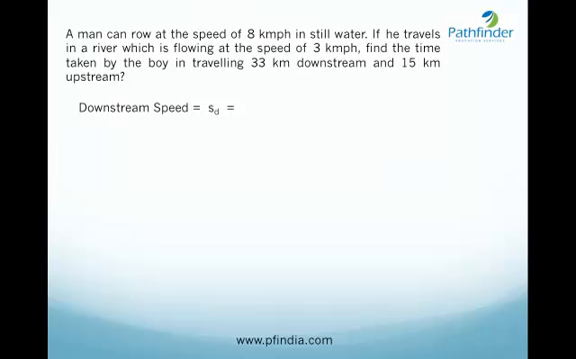So from the given data in the question, we have the downstream speed, which is equal to the sum of the speed of the man in still water and the speed of the river, that is x plus y, which is equal to 8 plus 3, that is 11 kilometers per hour. Similarly, the upstream speed is equal to x minus y, which is equal to 8 minus 3, that is 5 kilometers per hour.